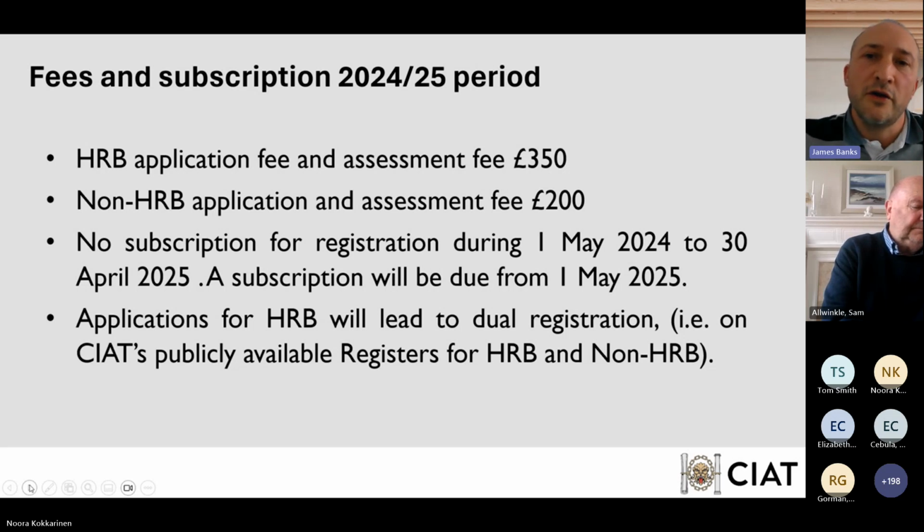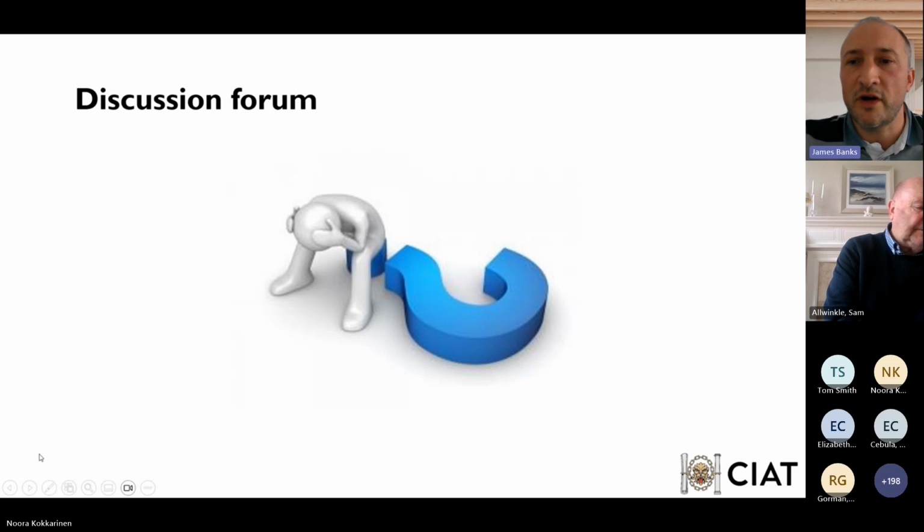Now, regarding the application forms, a bit of guidance I can give you is if you're applying for HRB, you're going to get 3,000 words plus or minus 10%. If you're applying for non-HRB, you're going to get 2,000 words plus or minus 10%. And if you're going for the transition from non-HRB to HRB, you're going to get 1,000 words plus or minus 10% to address the additional criteria.